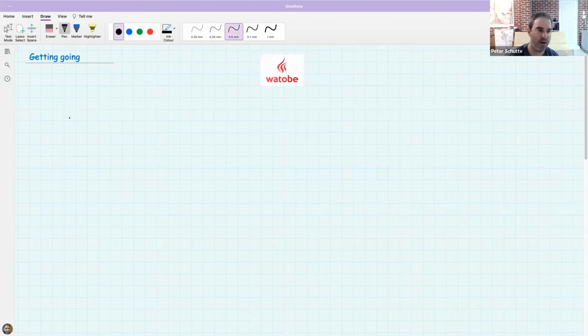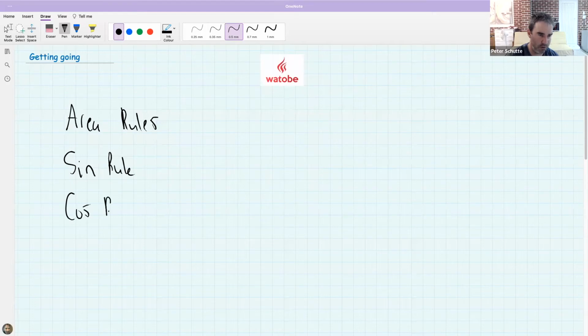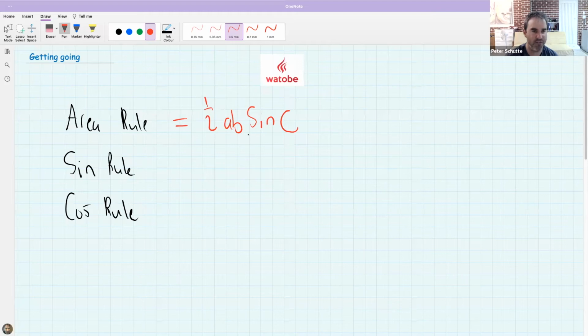3 rules that you need to bear in mind tonight? Well, I suppose we could say 4 if we use SOHCAHTOA, but basically, it's not rules, I suppose. It's cos rule, sine rule, etc. Now, the area rule can be written in many different ways, but a lot of the time, people will write it something like that: half AB sine C.